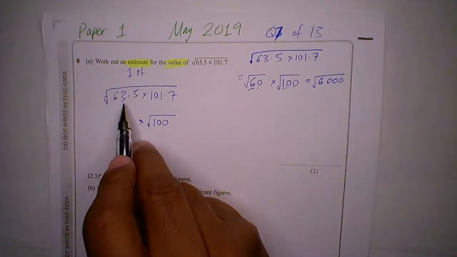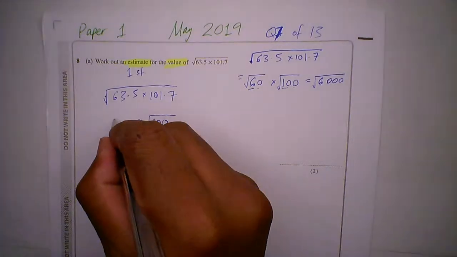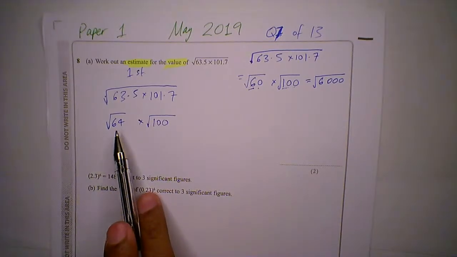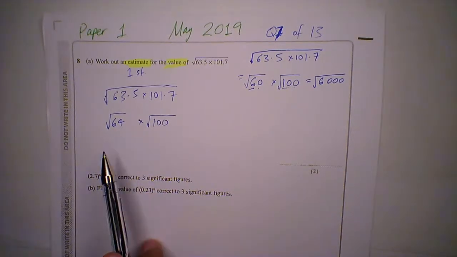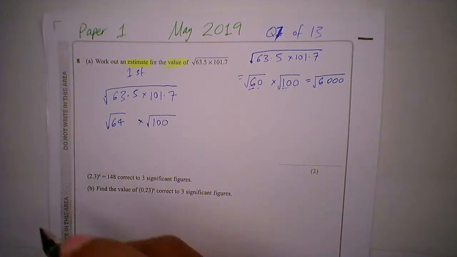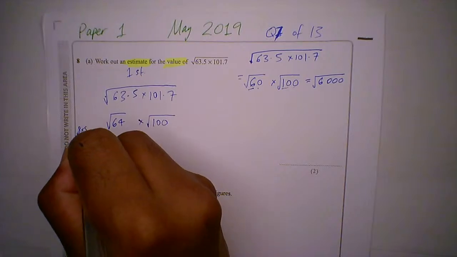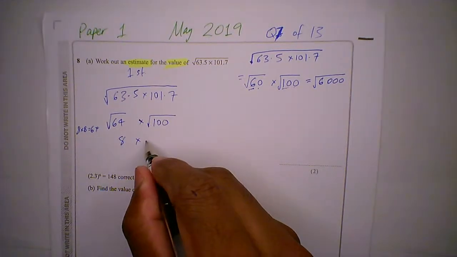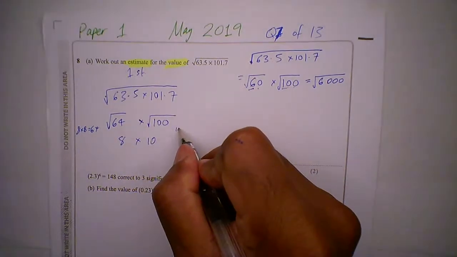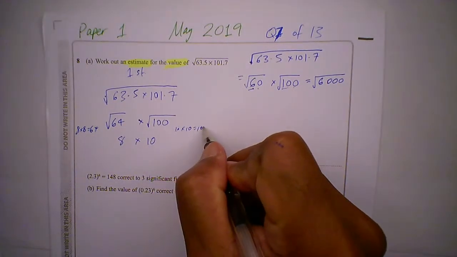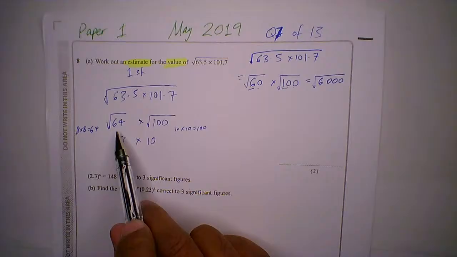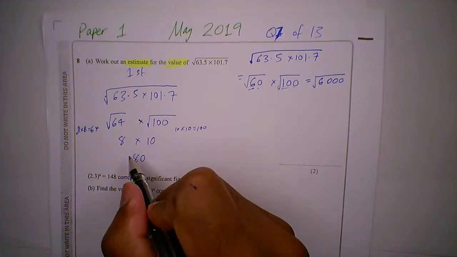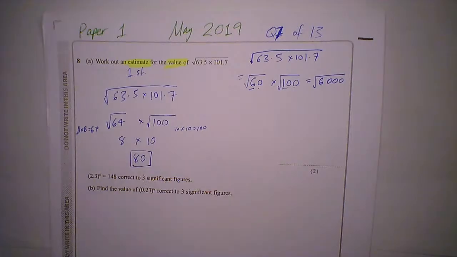Now, if I look at this carefully, 63.5 can be 64. Now, what I realize is 64 is a square number. 8 times 8 gives me 64. And so this is now 8 times 10, because 10 times 10 is 100. Okay, so now I've got 8 times 10, much easier. 8 times 10 is 80. So now that's a nice, quick answer.